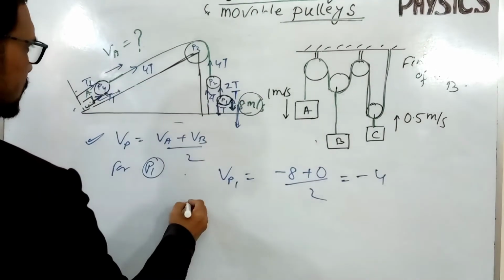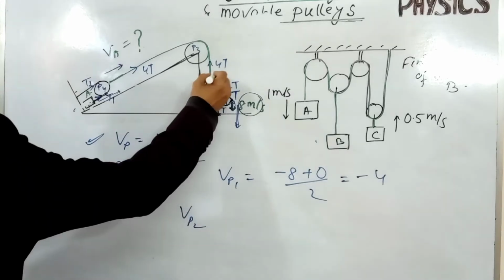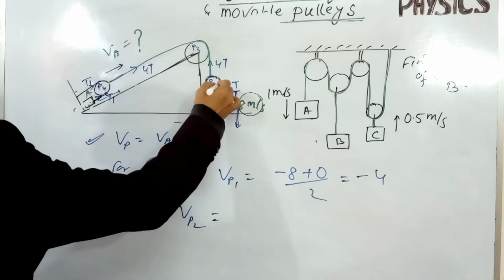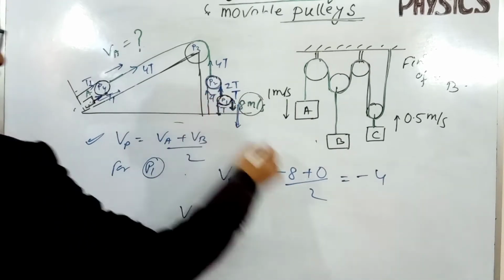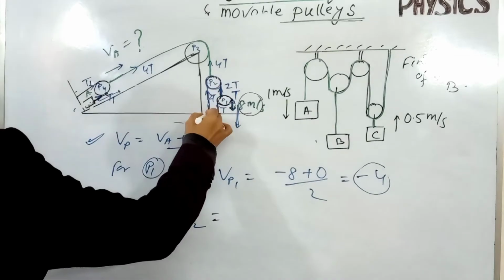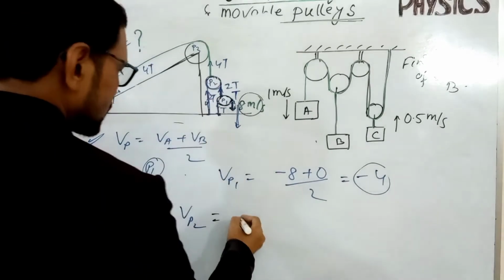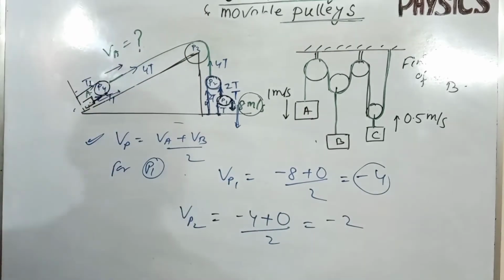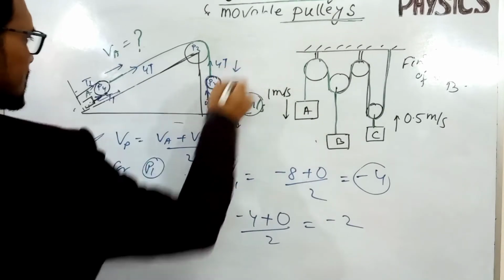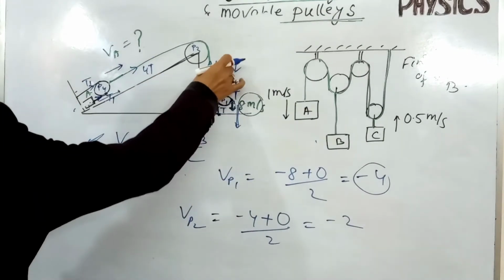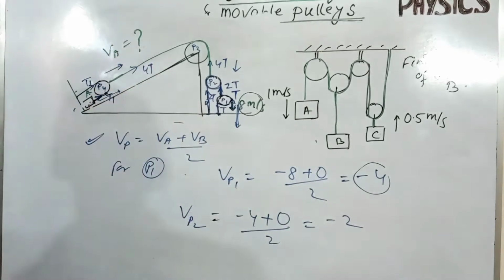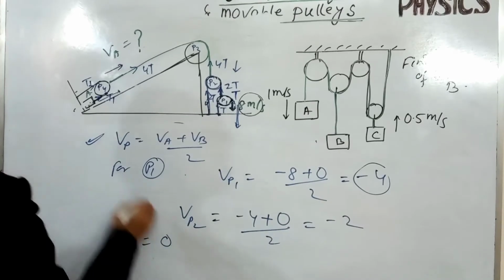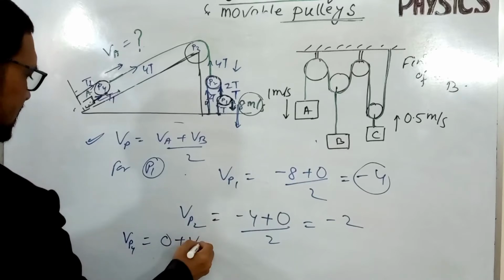Now for pulley P2, Vp2 equal to, this velocity is minus 4 and this is fixed with the ground, so this velocity is 0. Now minus 4 plus 0 by 2, that is minus 2. That is, this pulley moves downward, minus 2. Now this pulley moves downward, so this pulley moves upward. Now for this Vp4, equal to 0, this is fixed, 0 plus Va by 2.